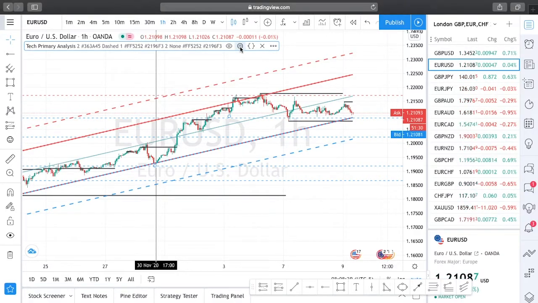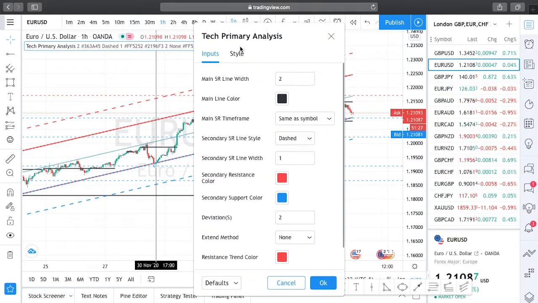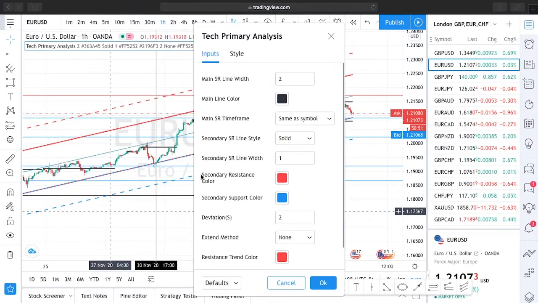If you click on this arrow button on your TradingView, you should be able to edit the line width, this is for the main support and resistance, and you can change the color and the time frame. I'm going to go into detail on why in any case you need to do that. For the secondary line style, in case you don't want a dash, you could change it to dotted, or you could change it to a solid line. You could change the width of the secondary support and resistance, and then you could change the secondary support and resistance lines.